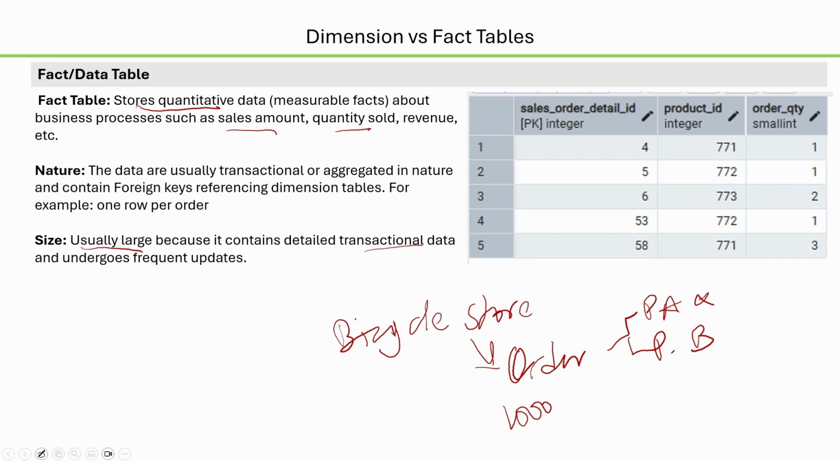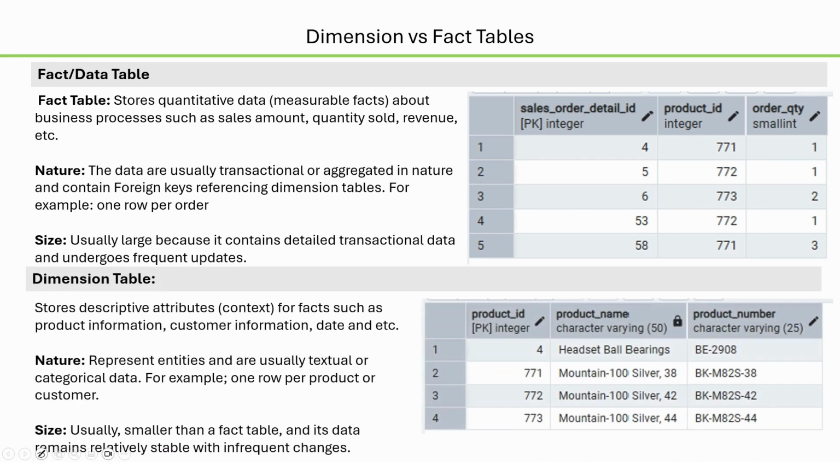All right, let's go quickly into the dimension table. What is a dimension table in this case? It provides descriptive attributes, and I'm going to explain in a minute. Examples include product information and customer information. The nature is that it represents entities, and it is usually textual or categorical data. Examples include one row per product or per customer.